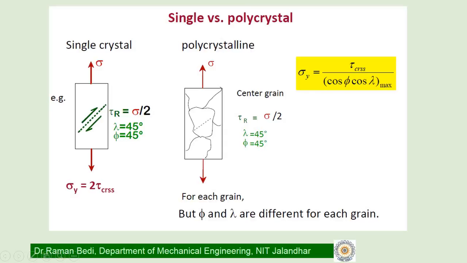Okay, so if you remember our last class, we have talked about Schmid's law. So this is basically what you get from Schmid's law, which describes the plastic deformation of single crystals. So we said that for single crystals, we can use Schmid's law to find out what is the sigma y value, what is the tau CRSS value, and how they are related through this factor cos phi cos lambda, which is nothing but called the Schmid factor.